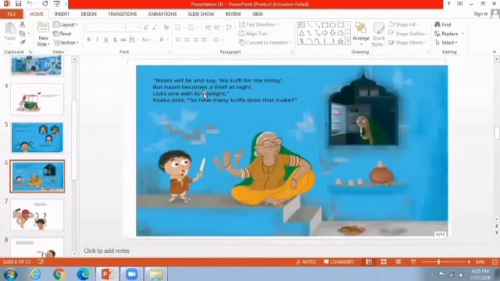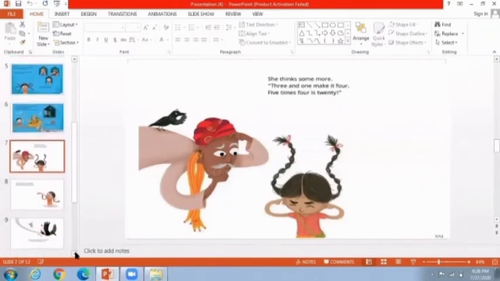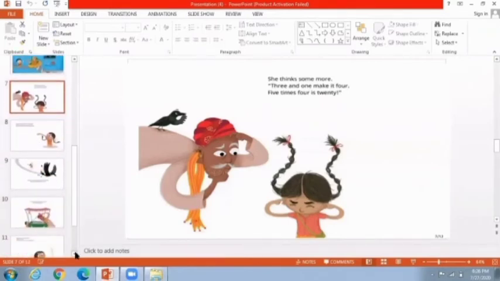So finally she added her grandmother also. Now she added one more number. So now again Kaka asks, how many kulfis does that make? She thinks some more. 3 and 1 makes it 4. 5 times 4 is 20. Now she added her grandmother also. So now the final number of kulfi is 4. And when it is multiplied by the actual price of kulfi, it will make 20.